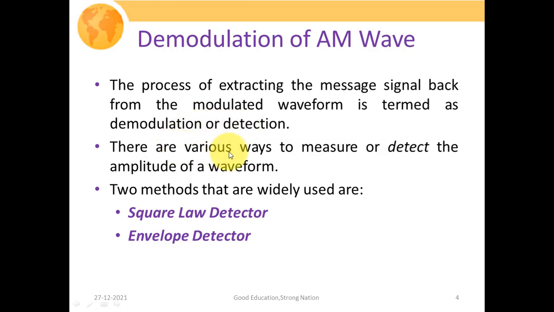So there are various ways to measure or detect the amplitude of the waveform. Here we are more focused on the amplitude of the waveform just because all the information must be contained in your amplitude only. So the two methods that are widely used for detection or demodulation of your amplitude modulated waveform are your square law detector and envelope detector. So now we're going to take them up one by one.